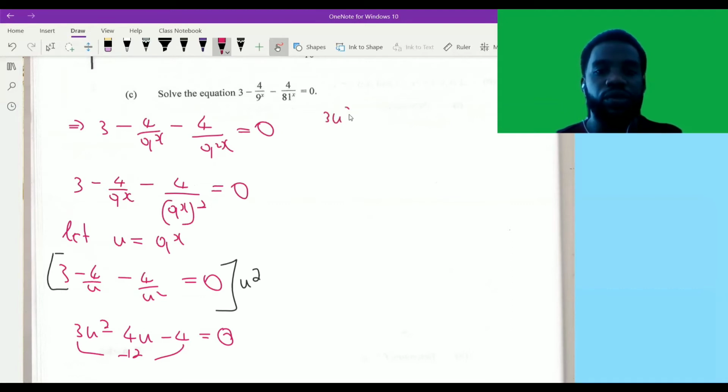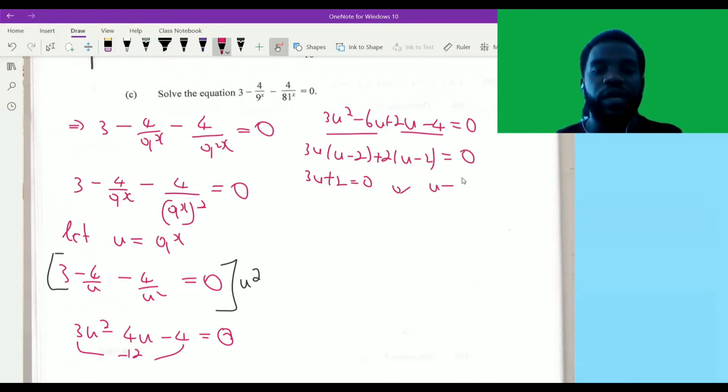So you have 3u squared minus 6u plus 2u minus 4 equals 0. You know the step, you pair them off. 3u, u minus 2, plus 2, u minus 2 equals 0. So 3u plus 2 equals 0, or u minus 2 equals 0.